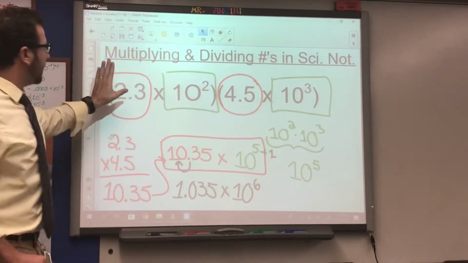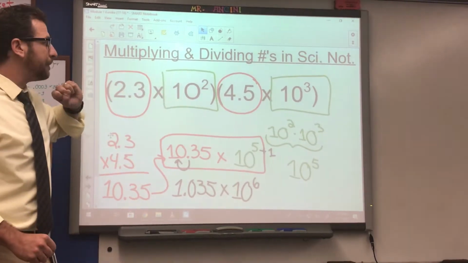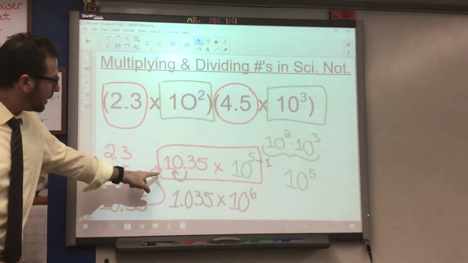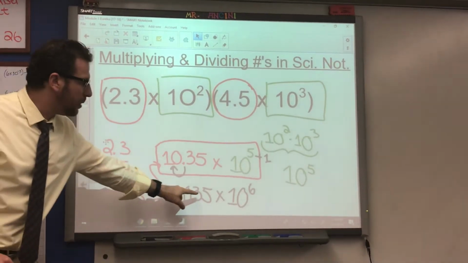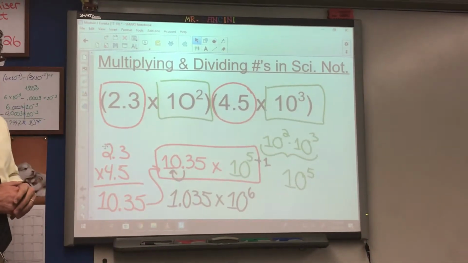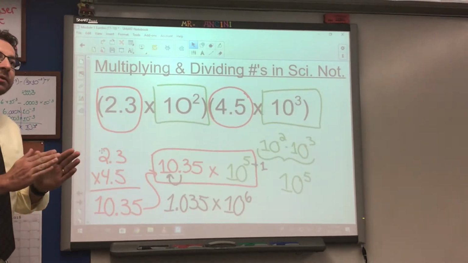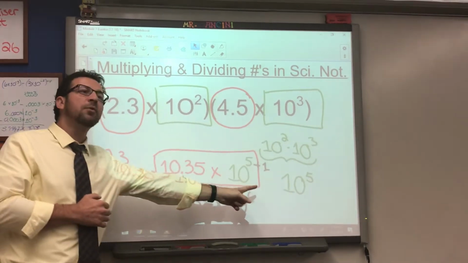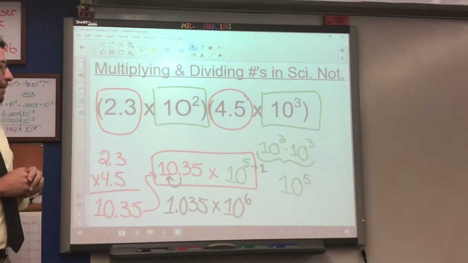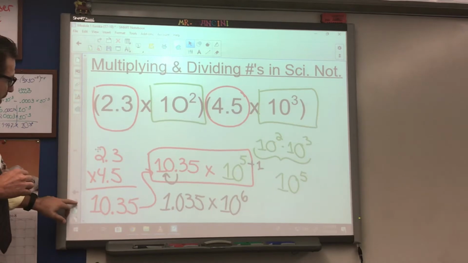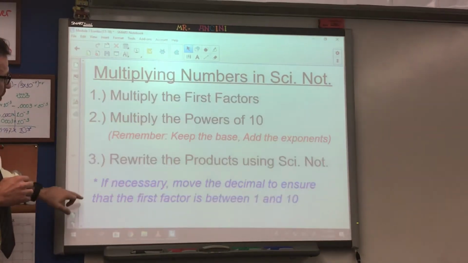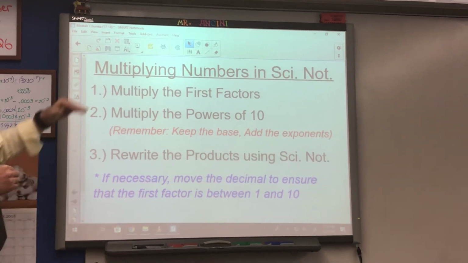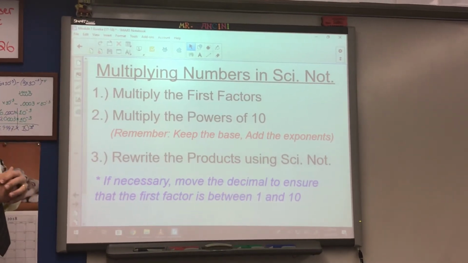If I were to multiply 2.3 times 10 to the second times 4.5 times 10 to the third, it would give me 1.035 times 10 to the sixth. Pretty basic rules. We treat them as two separate problems. We have to remember our exponent rules when it comes to multiplying powers with the same base. And if we take a look here, take a look at that, and I'll give you some basic rules or steps on how to multiply numbers in scientific notation.